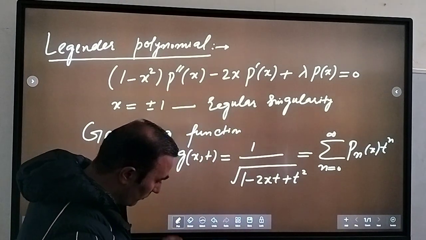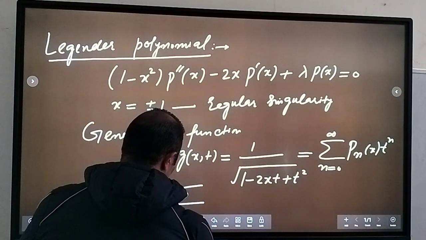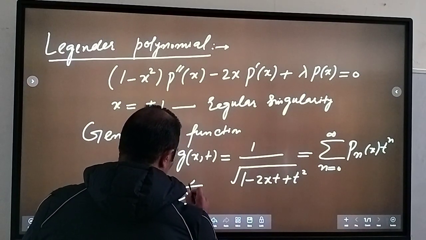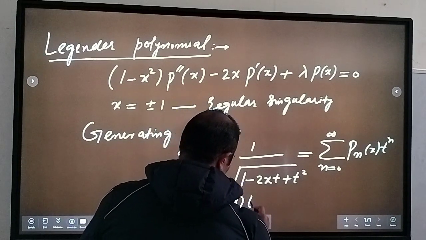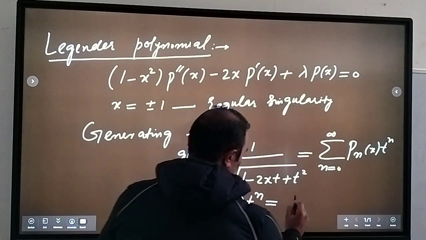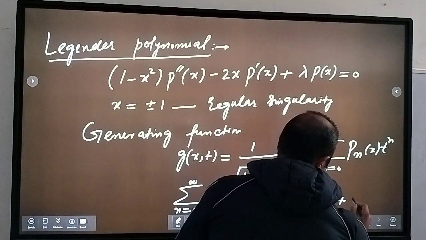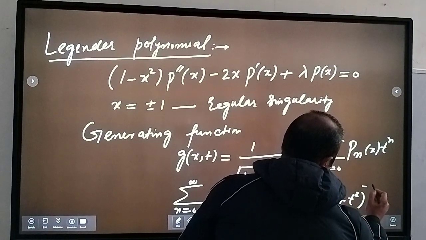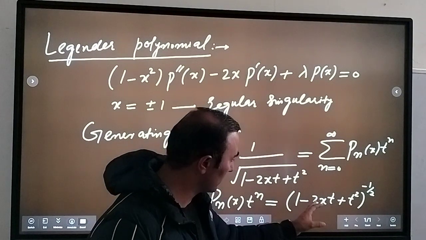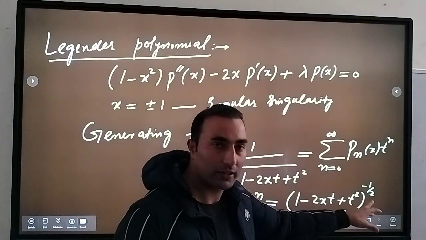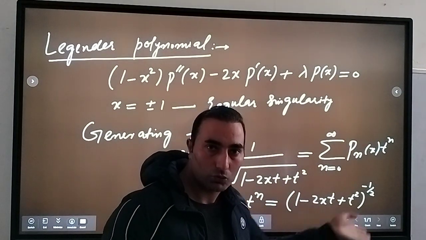Now, let me write one more step. Here n starts from 0 to infinity. Because it is in the denominator, you can write this as 1 minus 2 x t plus t square raised to the power minus 1 by 2, because it is plus 1 by 2 in the denominator, so it will be minus 1 by 2.